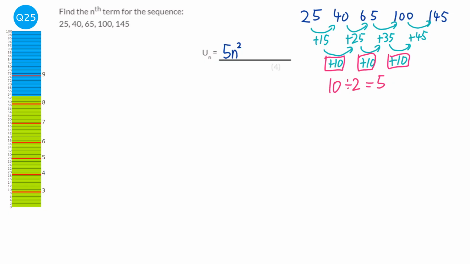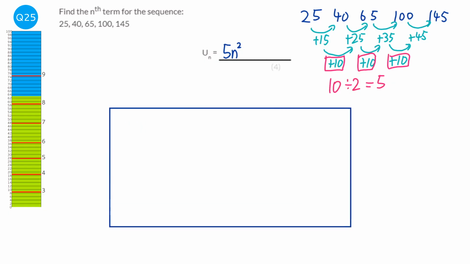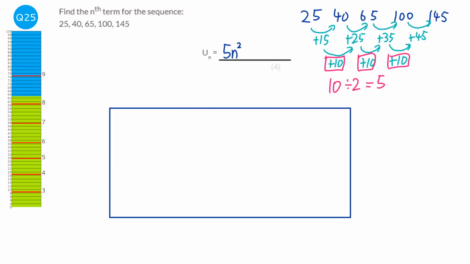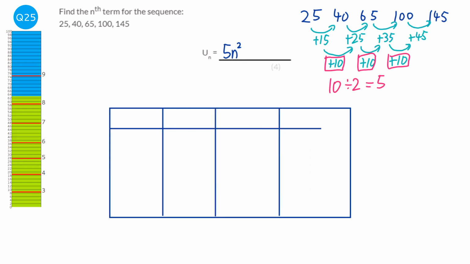Simple. The next bit is a bit more tricky, because what we've got to now do is remove that 5n squared from our sequence. So I'm just going to do a quick table. You don't need to do a table, but it's sometimes a bit easier. And we're going to have our term number, so term here. So we've got number 1, 2, 3, 4, and then the 5th term. Then we've got our sequence here, which will be our 25, 40, 65, 100, and 145.